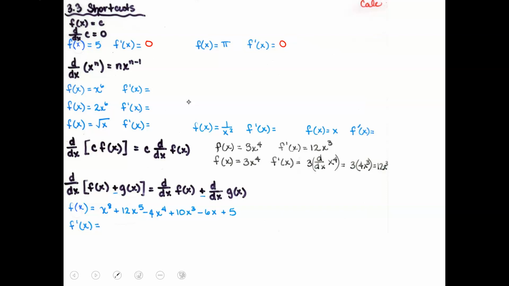All right, the next one is probably the one we'll use most often. This is the power rule. And the power rule says that if you have x raised to an exponent, you're going to move that exponent out in front times x, and then you're going to reduce that exponent by 1. So, for instance, if you have x to the 6th, you're going to move that exponent of 6 out in front and then multiply times x, and then you're going to reduce that exponent by 1. So it would be 6x to the 5th.